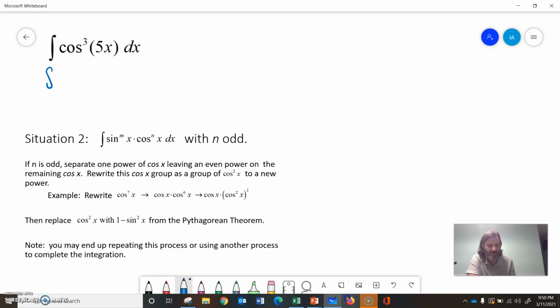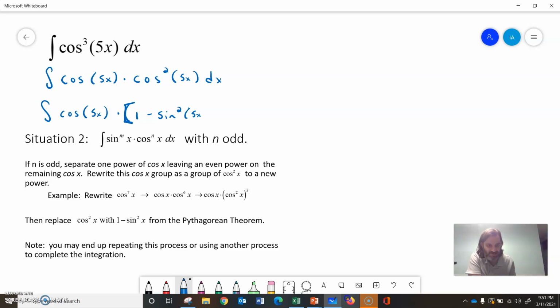So we'll separate one of those, so there'll be a cosine of 5x by itself times a cosine squared of 5x. And again, in this case, it's an even power, so it's already a square, so we don't have to do as much work. But we'll rewrite that as keeping the first one, cosine of 5x, and it'll be times 1 minus sine squared of 5x. Okay, so adding a little bit extra layer here.